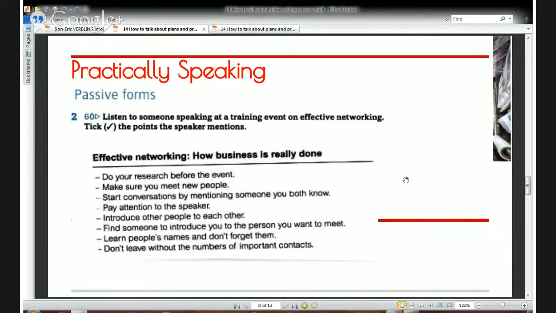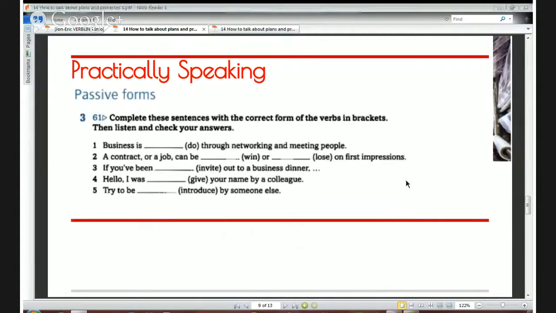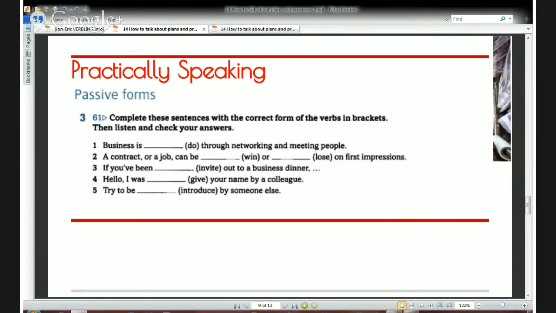Practically speaking, passive forms. Sorry for the delay. So what we're going to do is 2 exercises to work on the passive voice, things that you heard in the presentation a moment ago. It asks us here to complete the sentence using the correct form of the verb in brackets. The passive form is when we talk about an action, not about who is doing the action. So for example, if I say I wrote the book, I'm doing the action. If I say the book was written by me, I'm focusing on the action that's being done, the result.